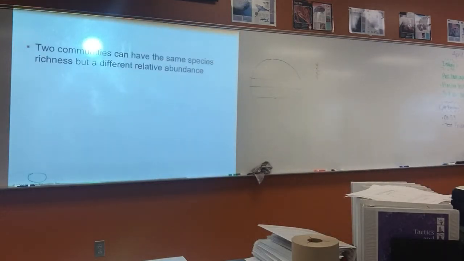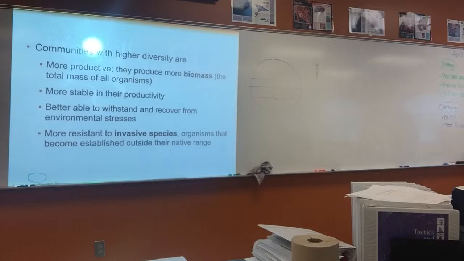All right. So as we just said, 2 communities can have the same species richness, but a different relative abundance. So that's the proportion. So communities that have the higher diversity, like Community 1, what's true about them? They're more productive.